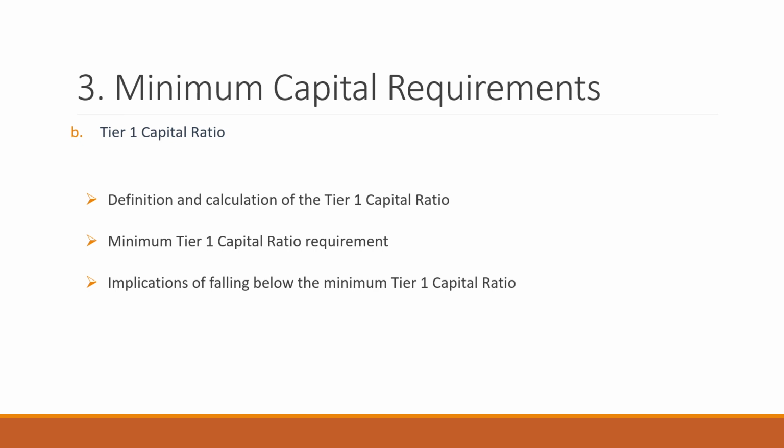If a bank falls below the minimum Tier 1 capital ratio, it may be subject to restrictions on its ability to pay dividends or buy back shares. The bank may also face additional regulatory scrutiny and be required to take remedial action to improve its capital position. In extreme cases, if a bank's capital position is deemed to be inadequate, it may be placed under supervision by the Office of the Superintendent of Financial Institutions, OSFI.